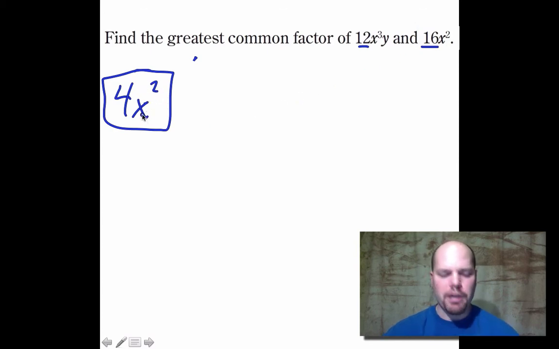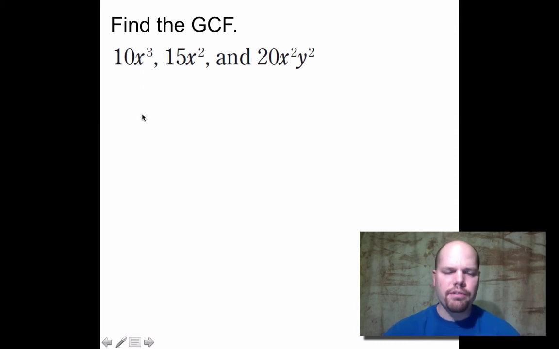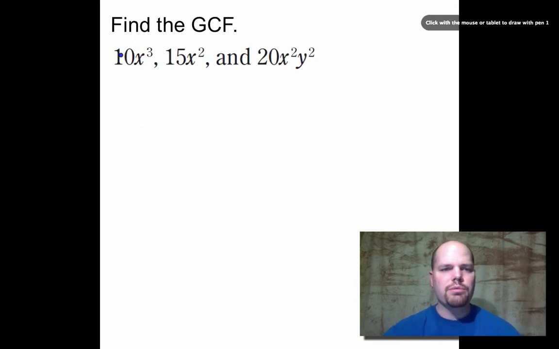We can kind of just analyze the coefficients and each individual variable and then come up with what's the greatest common factor. All right, find the GCF, which stands for greatest common factor, of 10x cubed, 15x squared, and 20x squared y squared. So in this case, we look at the coefficients 10, 15, and 20. What's the greatest common factor of 10, 15, and 20? Well, 5 is. 5 goes into each of those, and that's the greatest common factor of the coefficients.